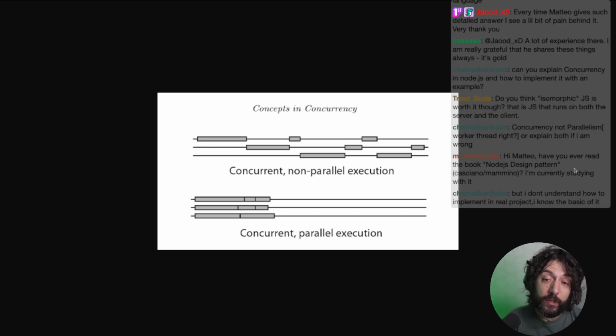In concurrency, you have one thing executing at any given time. You only have one execution. In parallelism, in parallel execution, you can have multiple things executing at the same time. Hopefully we are going to see one and the other. I hope this is clear.